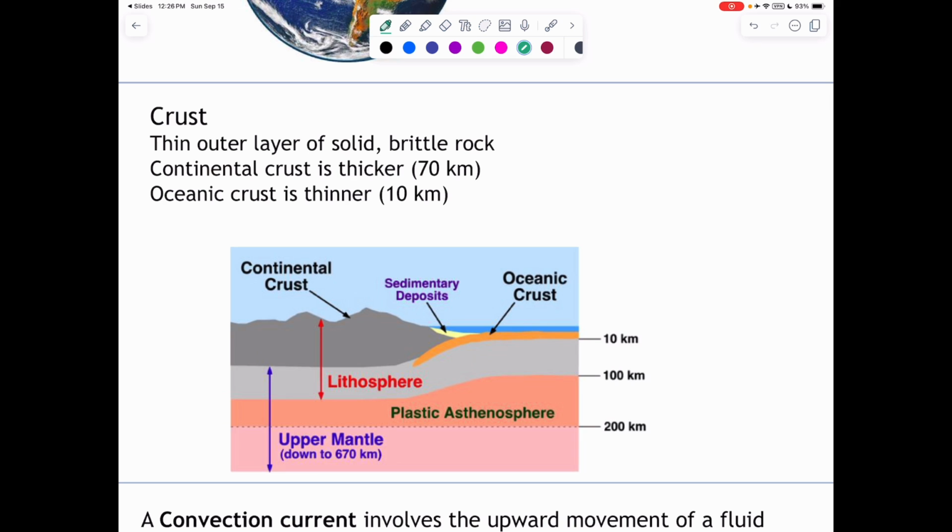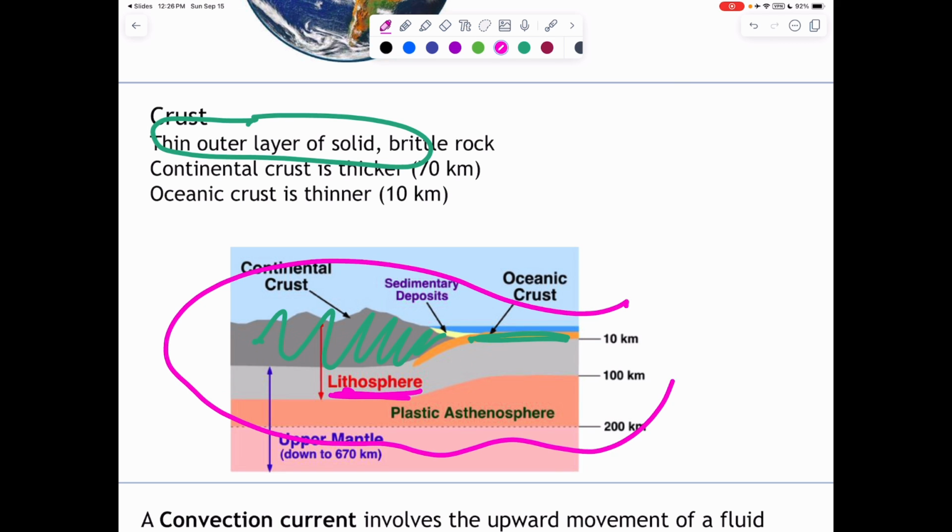The crust is the outer thin layer, very important, thin outer layer of solid and brittle rock. Some areas that are continental crust where we have mountains, they're a lot thicker, like 70 kilometers. Other areas are very thin, like the oceanic crust. But I want to focus on one of the biggest things here. Sometimes you're going to use the word crust, but sometimes you'll also see the word lithosphere. And kind of all of this, including the upper mantle, is often called the lithosphere. It's a combination of those two.